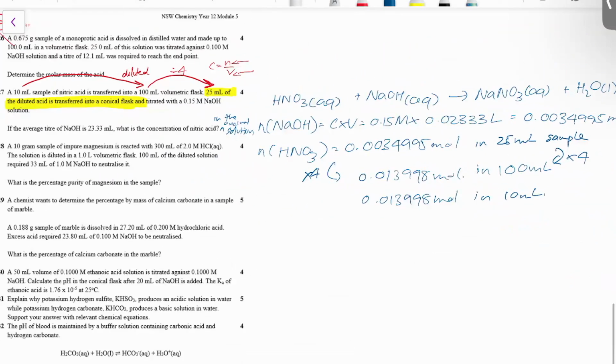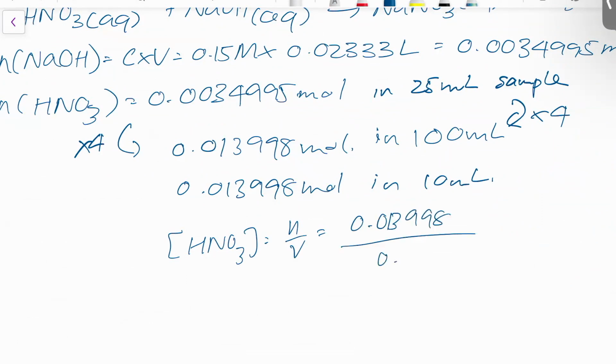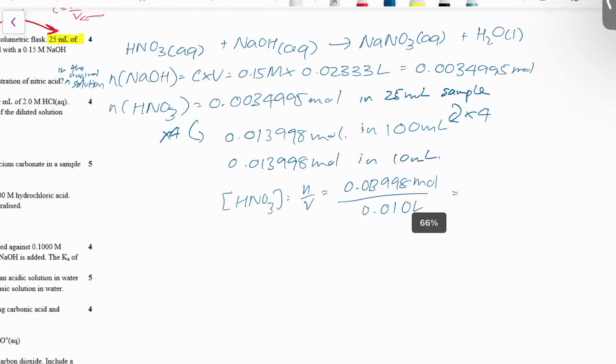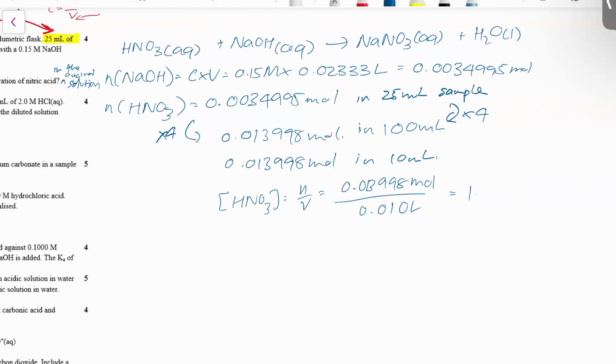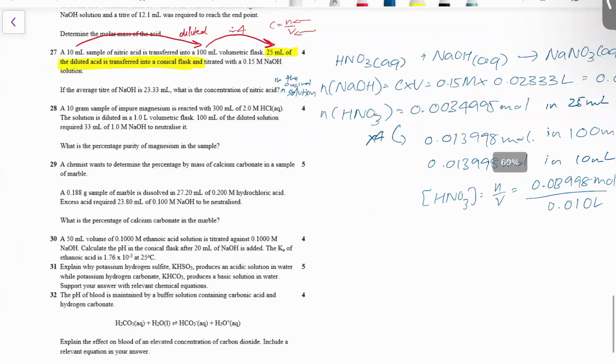Now that I'm back in the context of the original 10 mL solution, I can calculate the concentration of that solution, which is straightforward. n on V is equal to 0.013998 divided by 10 mL, which is 0.010 liters. What do we get for concentration then? 1.3998. How many sig figs do I want to round off to?